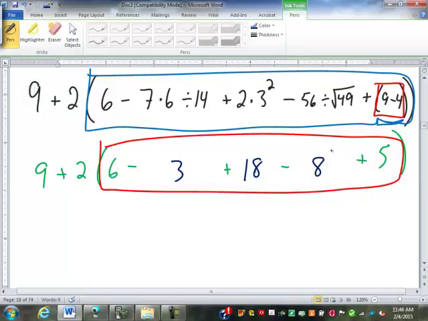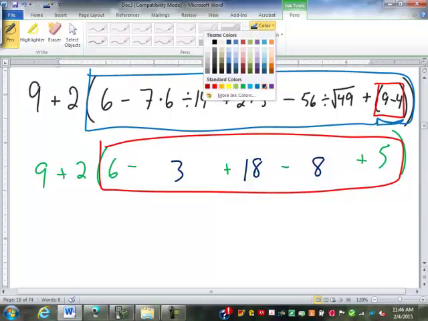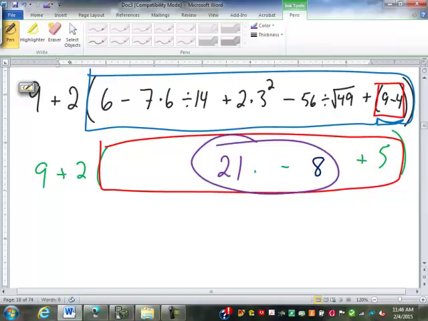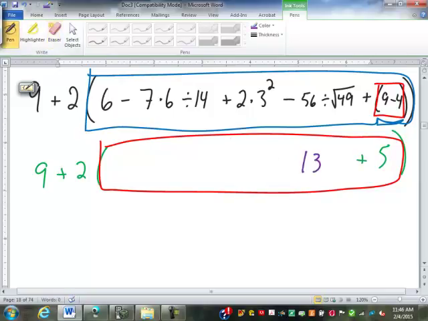So last level of priority is addition and subtraction, and that's all that's left here. So we go left to right. We're going to start out with 6 minus 3, which is 3. So replace that with a 3. 3 plus 18, which is 21. Take that out, put in 21. 21 minus 8, which is 13. And then finally, 13 plus 5, which is 18.